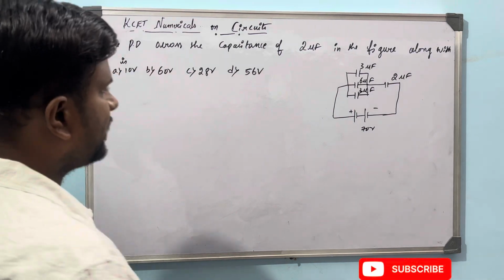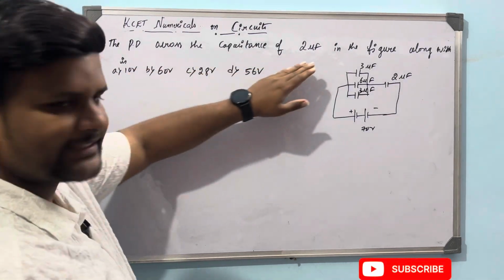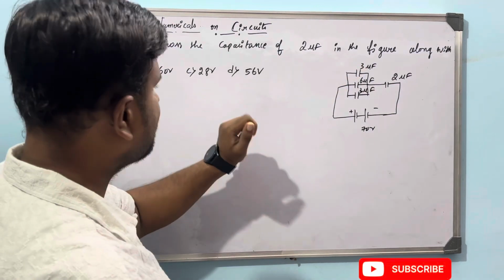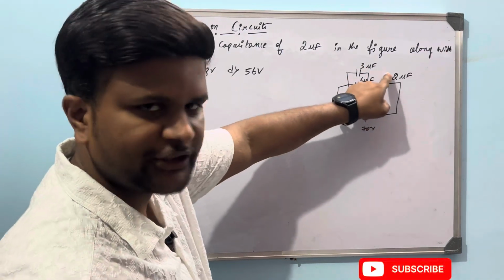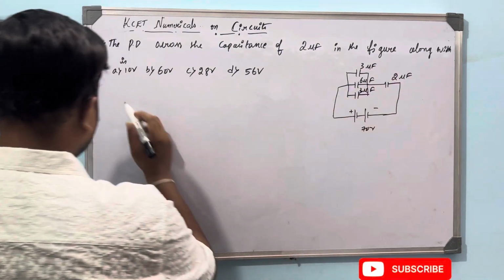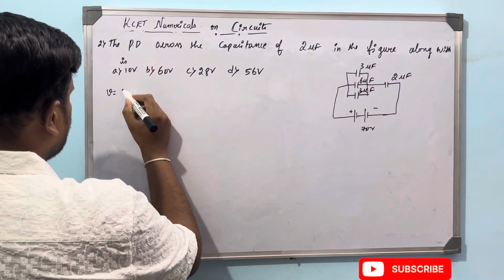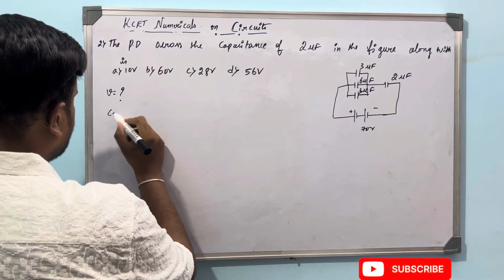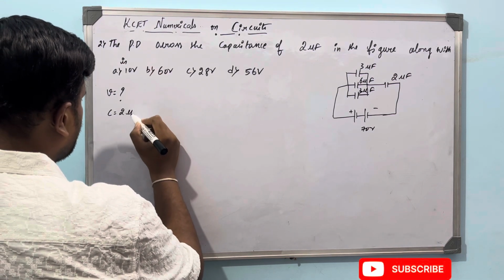Next numerical: find the potential across the capacitance of 2 microfarad in the figure. Here we need to calculate the potential difference across the capacitance C that is 2 microfarad. So V is equal to question mark, along C equal to 2 microfarad.